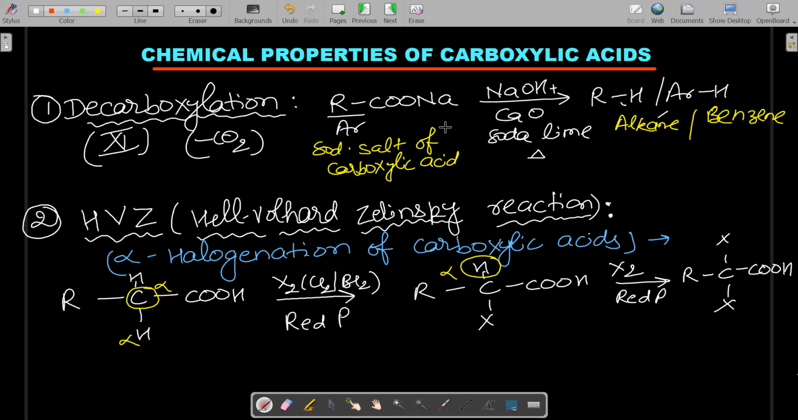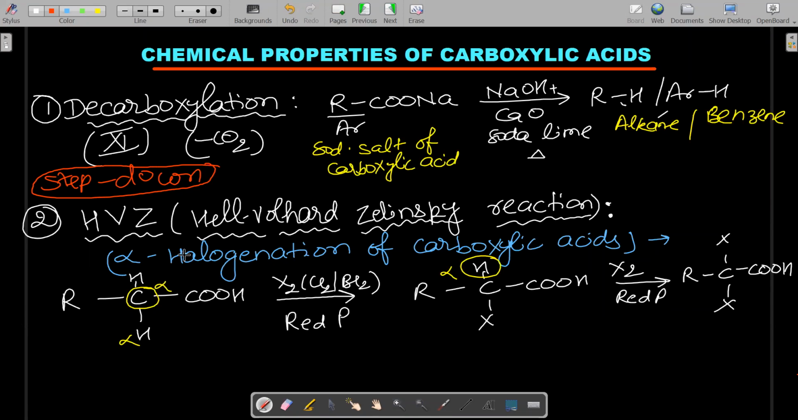कि sodium salt of carboxylic acid को जब हम soda lime के साथ heat करते हैं तो there is the loss of CO2 and we get RH or ArH, that is alkane or benzene, and this reaction is used for what? Step up or step down? Step down. All of you know? Yeah. So wherever you have to decrease one carbon, you use this reaction in the conversion. So it is step down reaction.